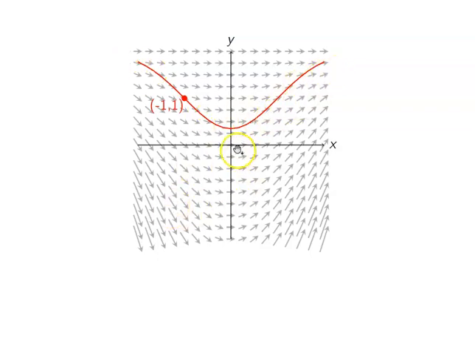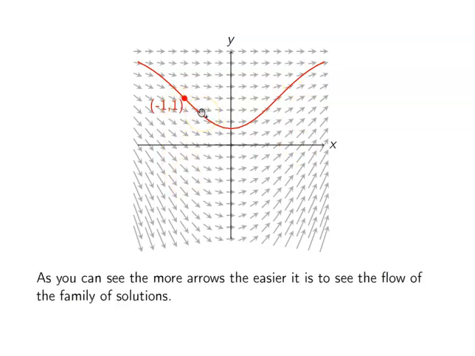If I said I'm going to go (-1, -1), then my solution curve would be the one that goes down through that point. And for any point that I choose as a boundary condition or an initial condition, let's say I was to start at (0, 1), it's telling me that my function goes straight and then starts to go up, right? It would be very similar to what I have here, going in the opposite direction, modeling the same thing. So as you can see, the more arrows I have, the easier it is to see the flow for this family of solutions.